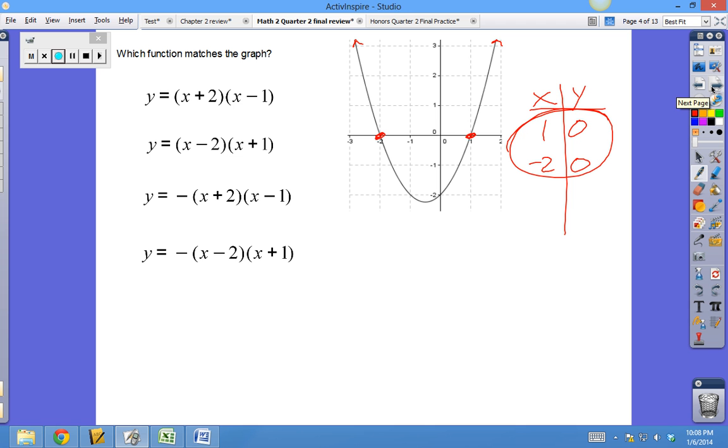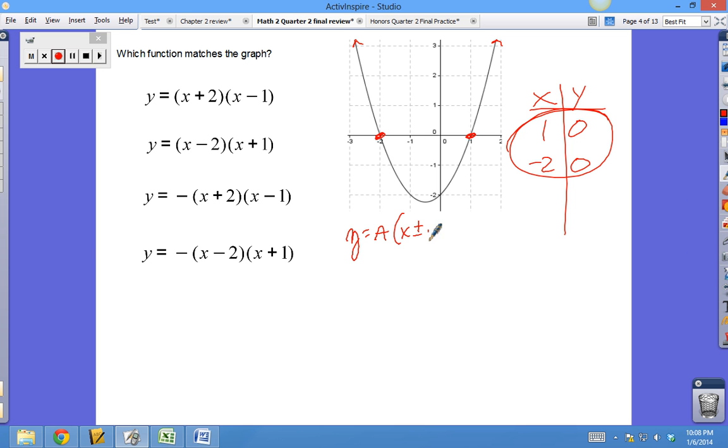So if I try and write an equation using my roots, my model is y equals a, x plus or minus some root, x plus or minus some root. If I'm going to plug in these roots, I know one of them is a 1 and one of them is a 2. The question is, is it a plus 1, a minus 1, is it a plus 2, or a minus 2? And it has to be a minus 1 and a plus 2.